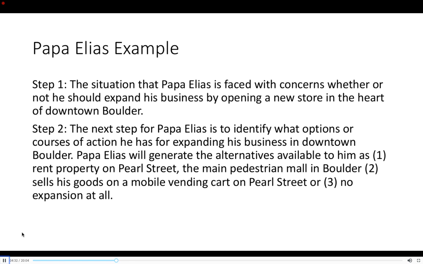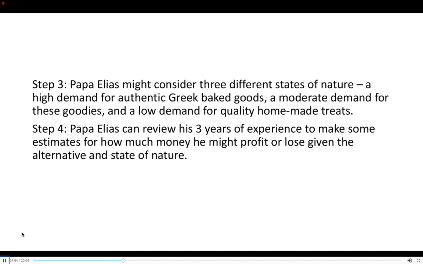So the next thing he's got to do is identify his options. In his situation, he determines that he can either rent property on Pearl Street, which I'm assuming is factual, the main pedestrian mall in Boulder, sell his goods on a mobile vending cart on Pearl Street, or just no expansion at all and keep the existing store or stores that he already has. So, three different states of nature. Might be a high demand for authentic Greek baked goods, a moderate demand, or low demand.